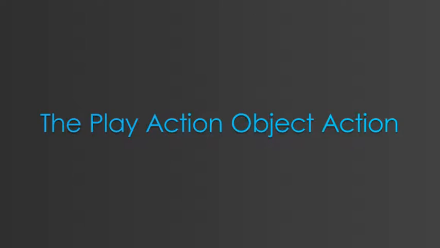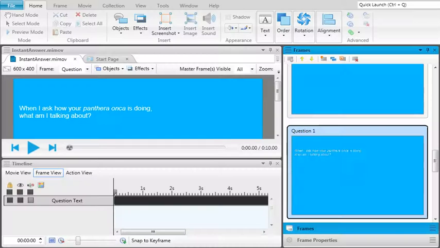The Play Action Object action. The action Play Action Object requires an additional object in the frame, the action object. When you choose the Play Action Object action, you associate it with that object. That object will play when the event occurs. Here's an example of using this action.